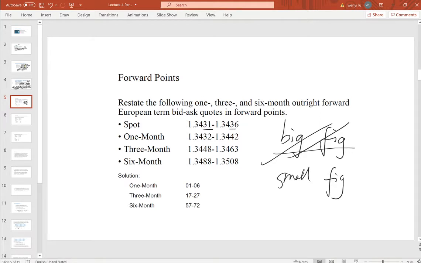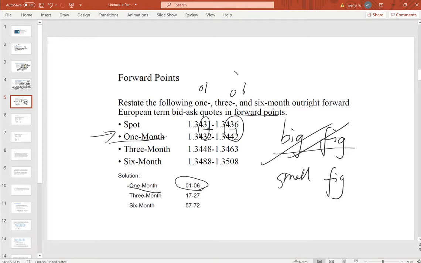So for a month forward, you can compare with the spot. What are the forward points? If you take the difference, it will be 1, and this will be 42 minus 36, which is 0.6. So our 1 month quote is 0.1-0.6. That's the difference in the small figure.